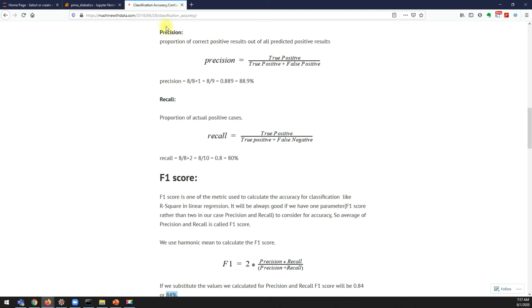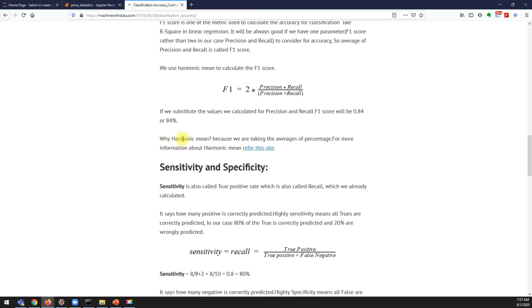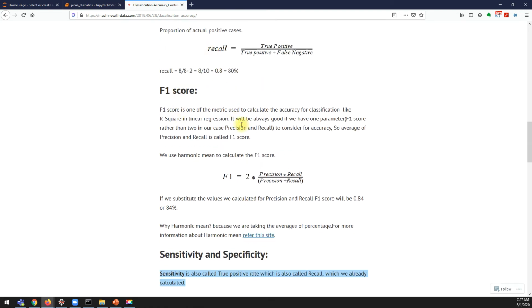So we are not done yet. It's not just precision and recall. Precision and recall mostly talk about the positive cases: recall talks about the actual positive cases, and precision talks about the proportion of the positive results out of all predicted positive results. It only talks about the positive cases. So we have a few other metrics called sensitivity and specificity. Sensitivity is also called the true positive rate, which is obviously the recall.